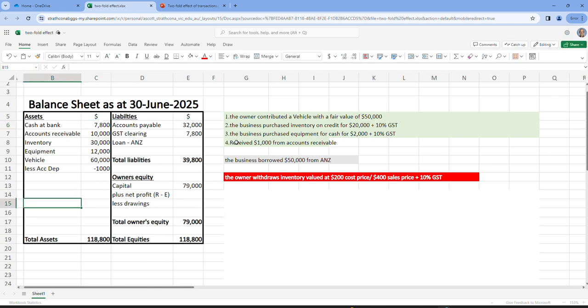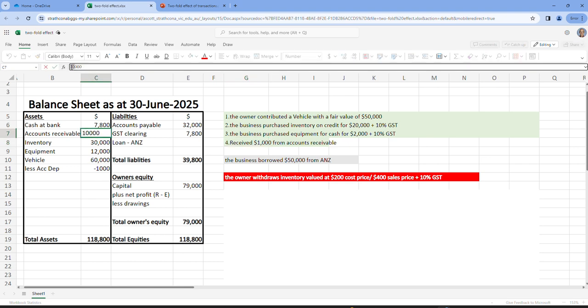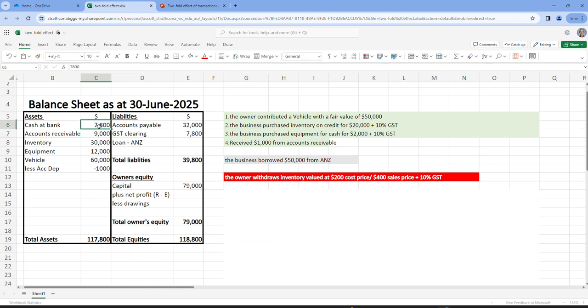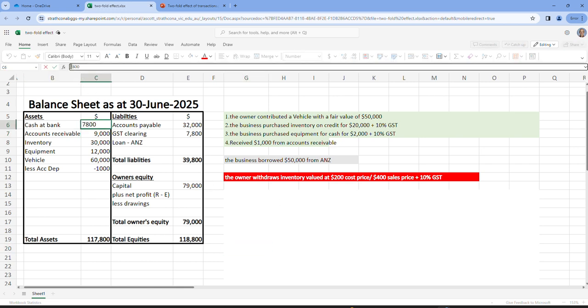Alrighty. Final one. We've received $1,000 from our accounts receivable. So we've had a credit sale in the past, and now our credit customers are settling their debts. So if we go to the accounts receivable, this is actually being reduced by 1,000, and our bank balance is going up by 1,000. We're swapping one asset for another.